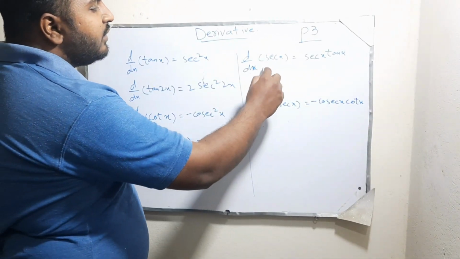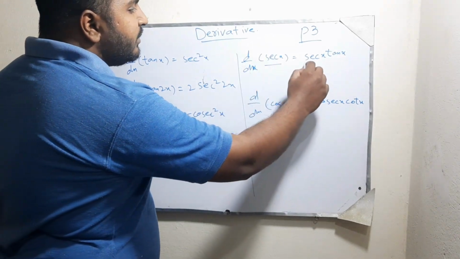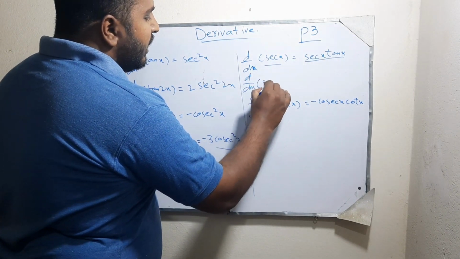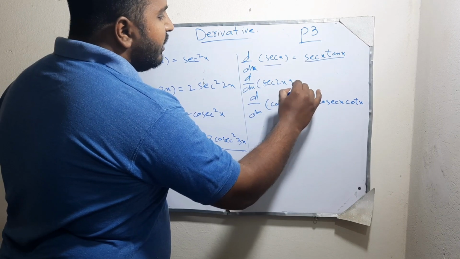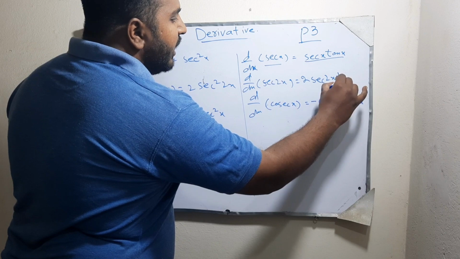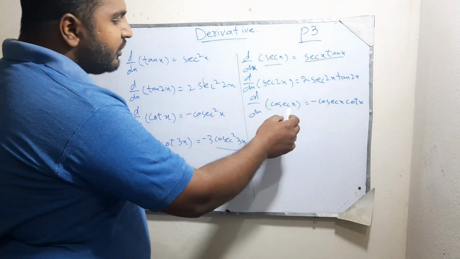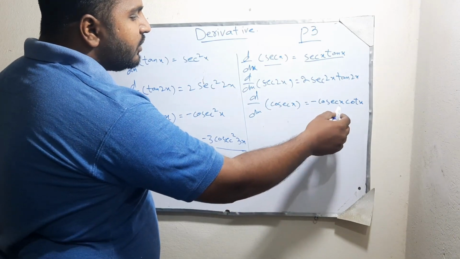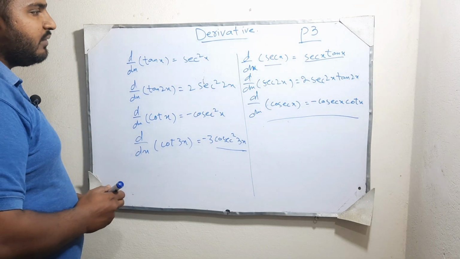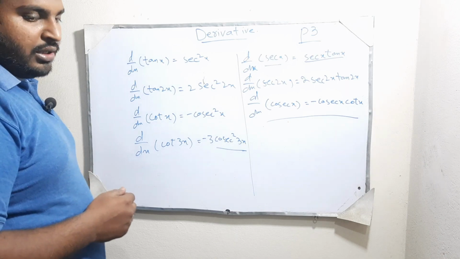And again, if we take the derivative of secant x, it would become secant x tan x. If here comes secant 2x, then it would become 2 secant 2x tan 2x. And the derivative of cosecant x is equal to minus cosecant x cot x. These were the derivatives of trigonometric functions. Now we will move toward some rules.